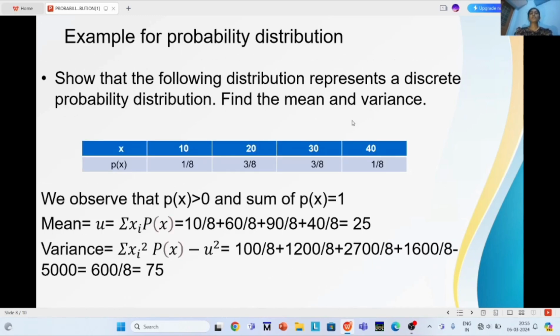Example for probability distribution. You can see this data. X equals 10, 20, 30, 40 and p of x is 1 by 8, 3 by 8, 3 by 8, 1 by 8. Show that the following distribution represents a discrete probability distribution. Find the mean and variance. We observe that p of x is greater than 0 and the sum of p of x equals 1. The mean obtained for this data is 25 and the variance obtained for this data is 75.